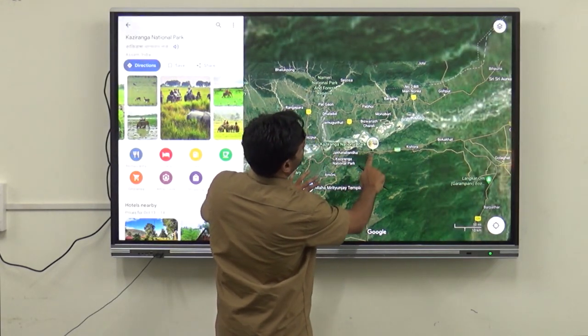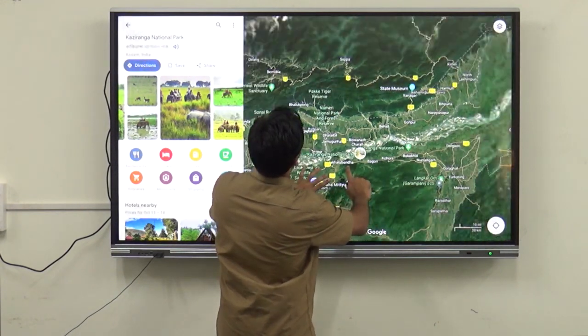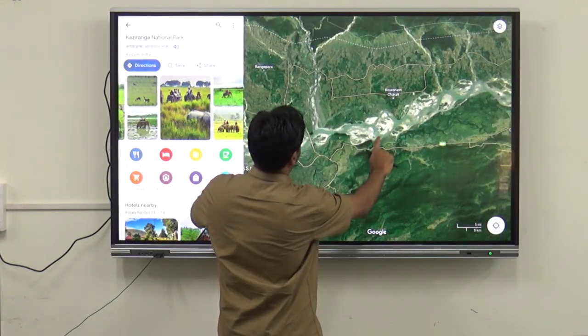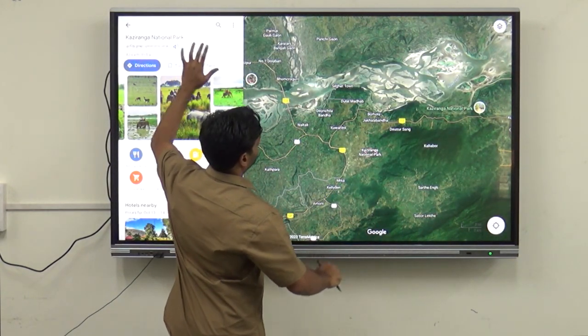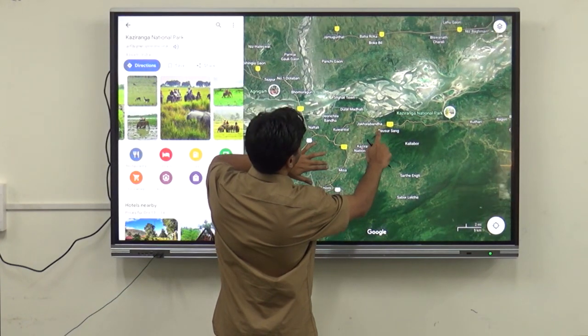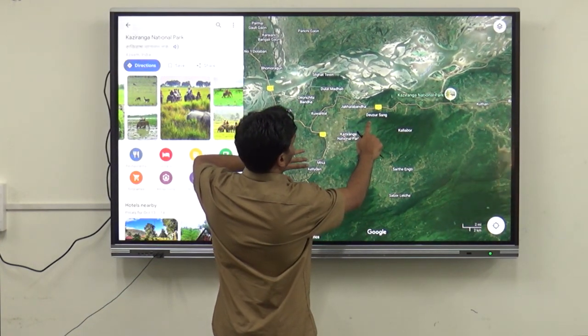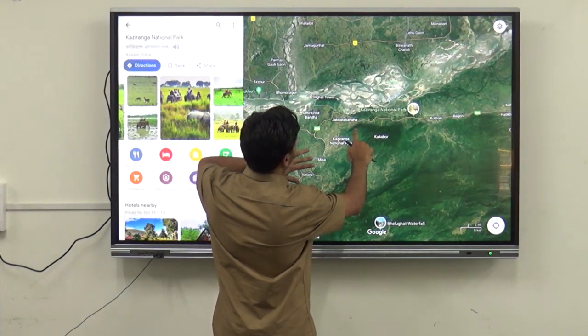Sorry, Brahmaputra, not Himalayas. That is the Brahmaputra. My fault. Literally 30 kilometers from the Brahmaputra, you have the Kaziranga National Park. How many of you have seen the Brahmaputra?